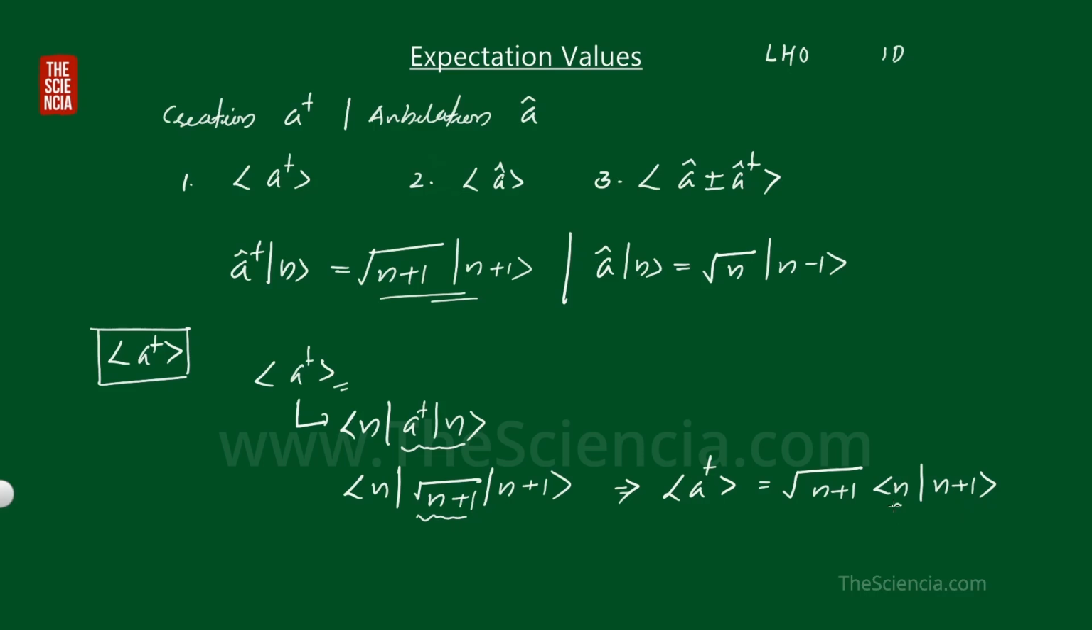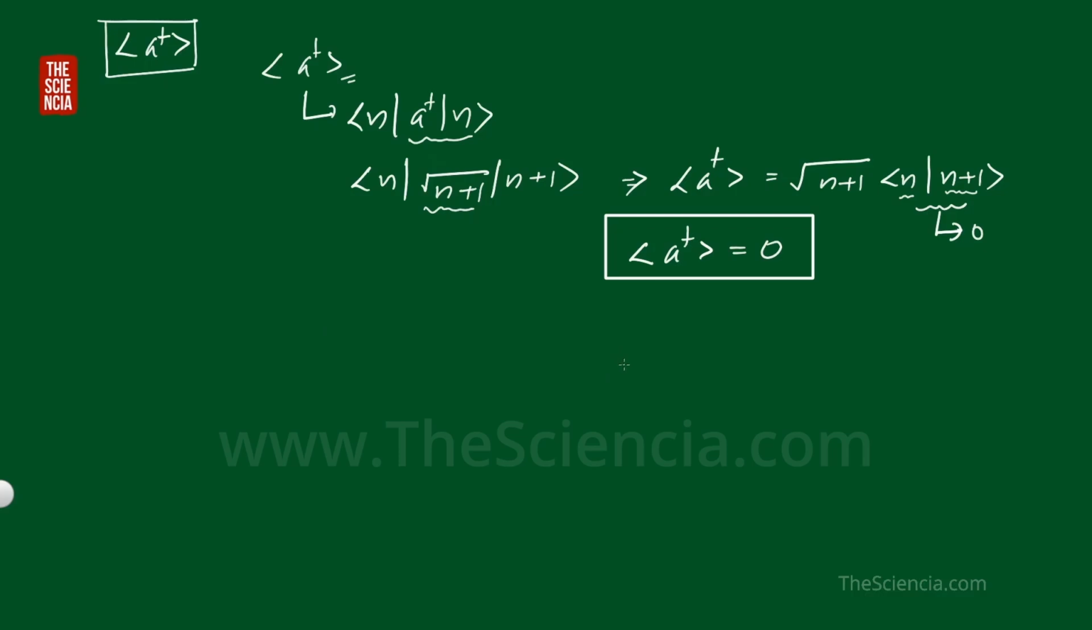See, this state is n and this state is n+1. These states are not the same. If you take the scalar product of two different states, the value will be equal to 0. That is, the expectation value of a† is equal to 0. Another combination: if we take a† raised to n, then also these two states will not be the same, so for this combination also it will be equal to 0.